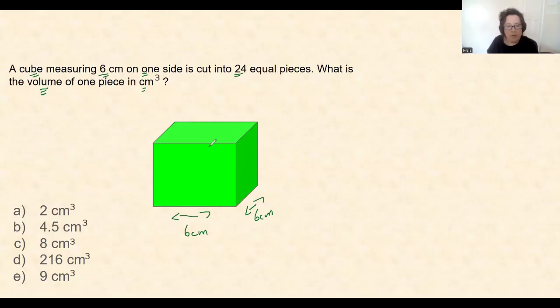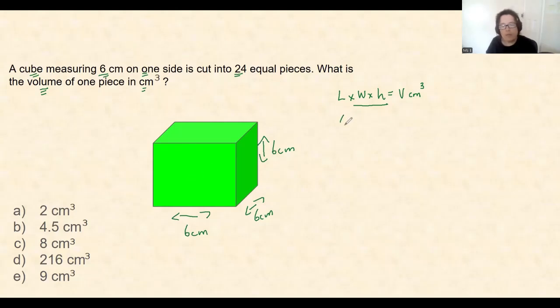Volume is mentioned here as well. So how do you get the volume of a cube? To get the volume of a cube, you multiply the length by the width by the height. And then you have the volume, in this case, in centimeters cubed. So the first thing that we need to do is get the volume of the whole cube.